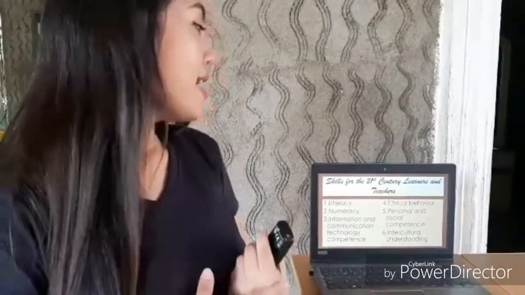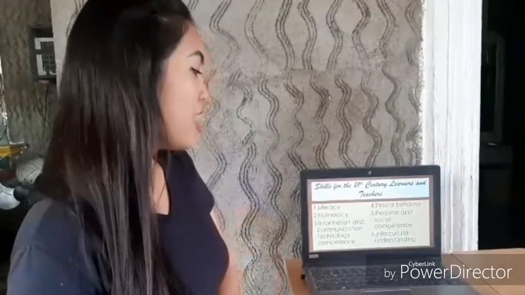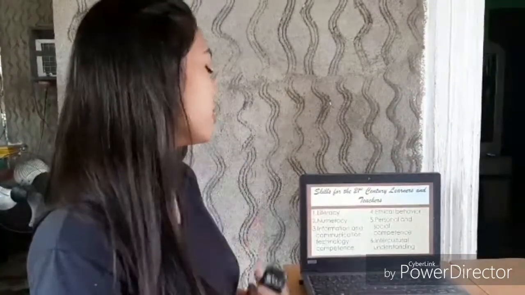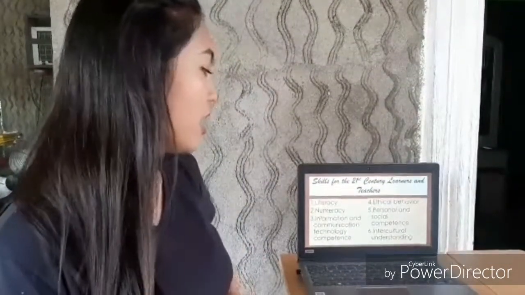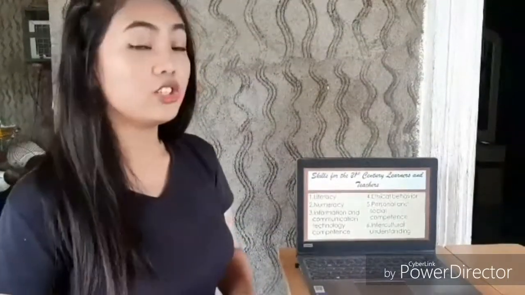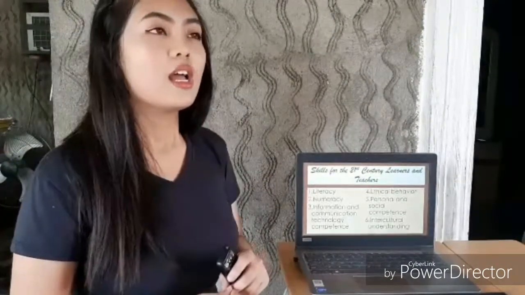Next one. Skills for the 21st century learners and teachers. This is talking about the skills or the potentials that the teacher and also the learners must be capable of. There are 6. First, literacy. This talks about the knowledge. Second, numeracy. It is being related with mathematics. Third, information and communication technology competence. This is talking about ICT literacy. In this way, the students and the teachers must also be knowledgeable in using technology and media.